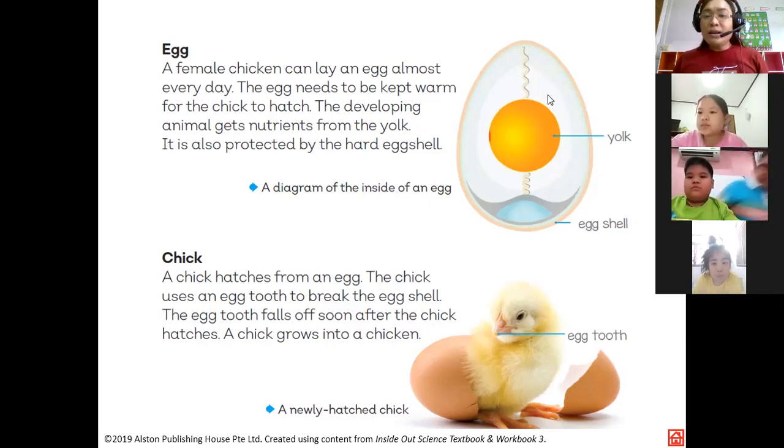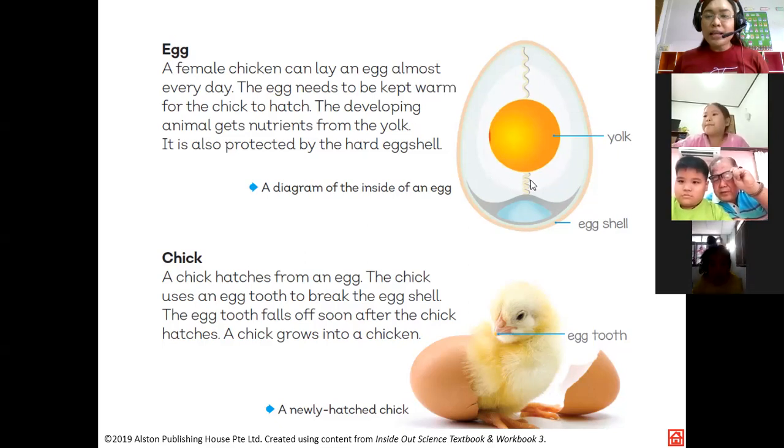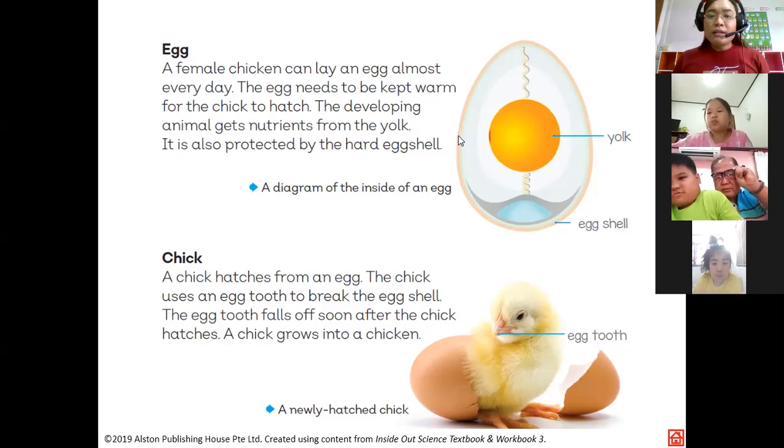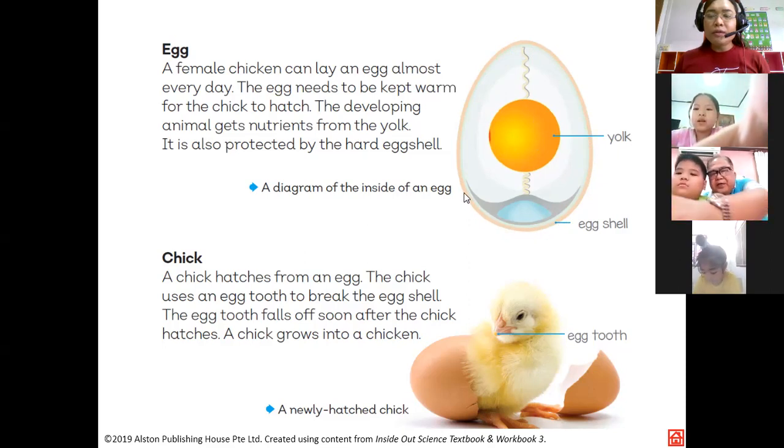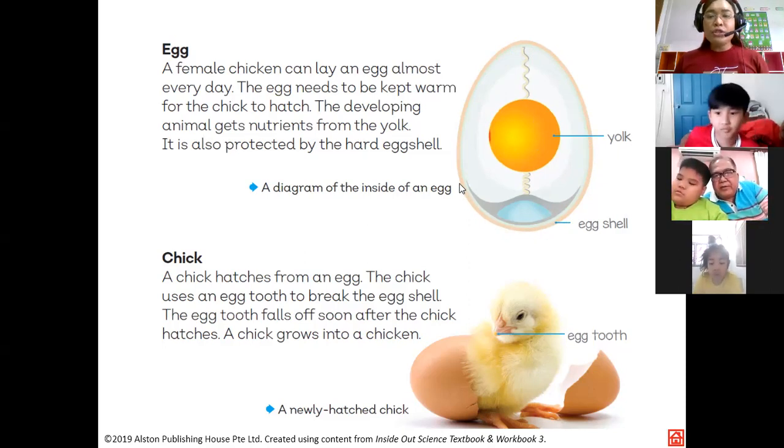Again, what is the part right here? Egg white. This one is egg yolk. And what about this one? The outer layer. This part right here, what do you call? Eggshell. Eggshell, very good, Fushi. So again, this one is egg yolk, this one is egg white, and this part right here is egg shell.